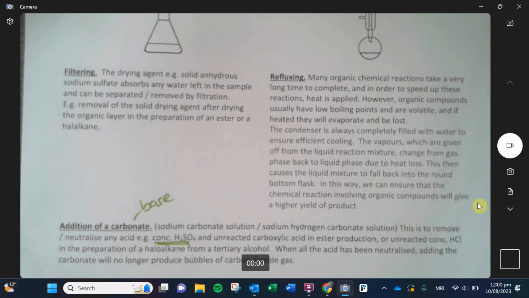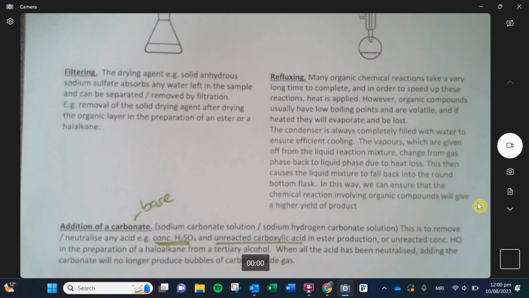Or if you are trying to, like I said, make an ester again, you might have unreacted carboxylic acid that you want to get rid of. So again, adding that carbonate will neutralize it. So just be mindful that that's something that we might want to do.